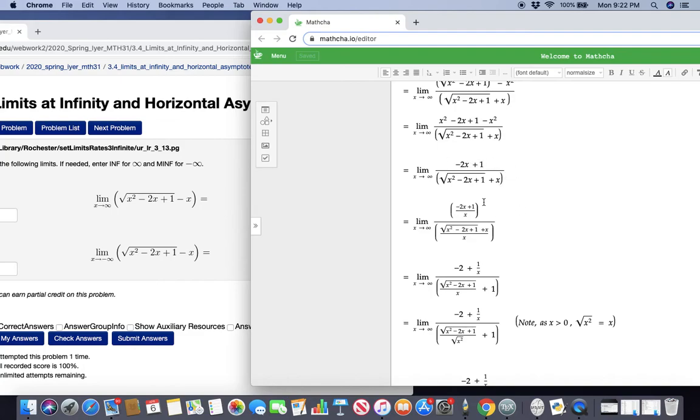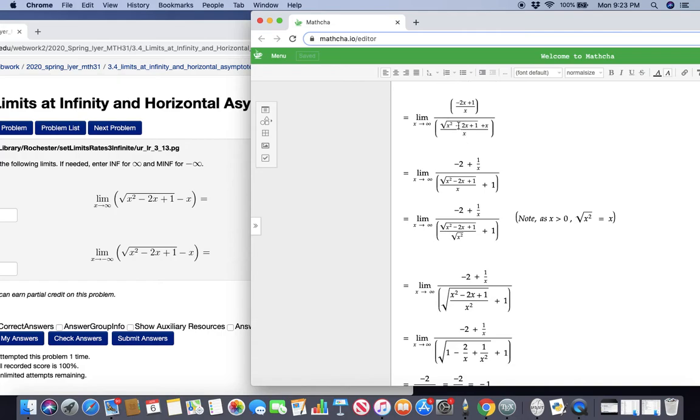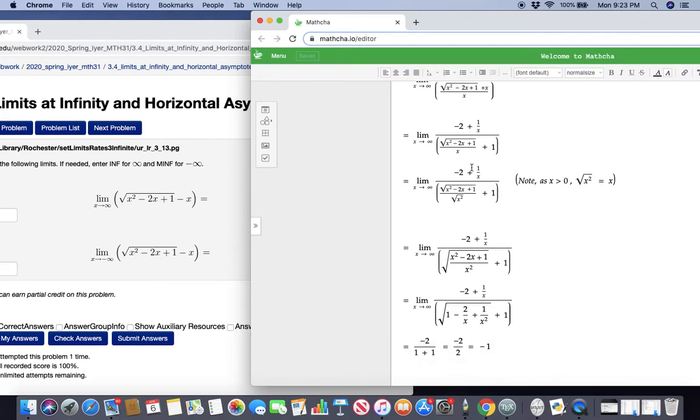So divide the numerator by x, divide the denominator by x. Division distributes. So this x goes here and here. 2x over x is 2, and 1 over x. Likewise, this x in the bottom distributes: 1 for the radical, 1 for the sole x over there. So the square root of x squared minus 2x plus 1, over x, plus x over x, which is a 1. Now x is going to infinity. In other words, x is greater than 0.